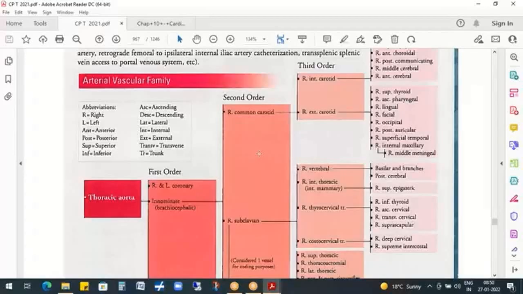Beyond the third order, what is the code? 36218. Beyond the third order, that is an add-on code. Second order or third order, that is an add-on code.